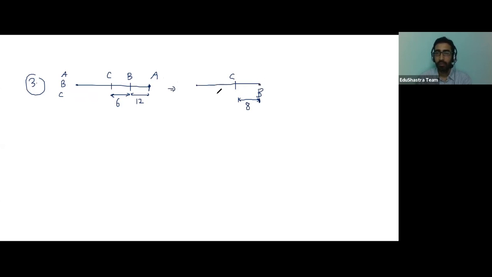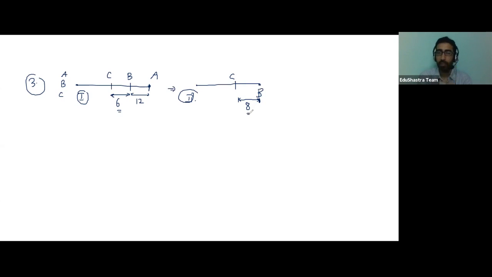So now, what is the difference between these two situations? Let's say this is situation number 1, and this is 2. In 1, B is yet to reach the finish line. In 2, it has reached. In 1, B and C are 6 meters apart, while in situation 2, B and C are 8 meters apart.